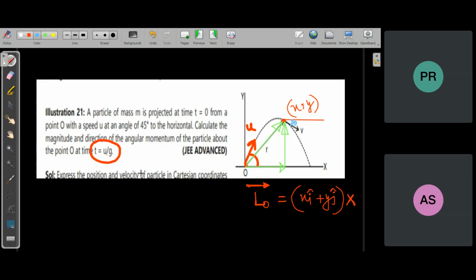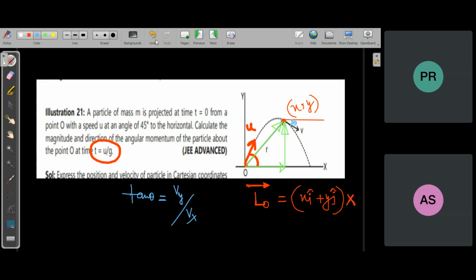So now you can easily find theta. You can write tan theta is equal to Vy by Vx. Yes, sir.